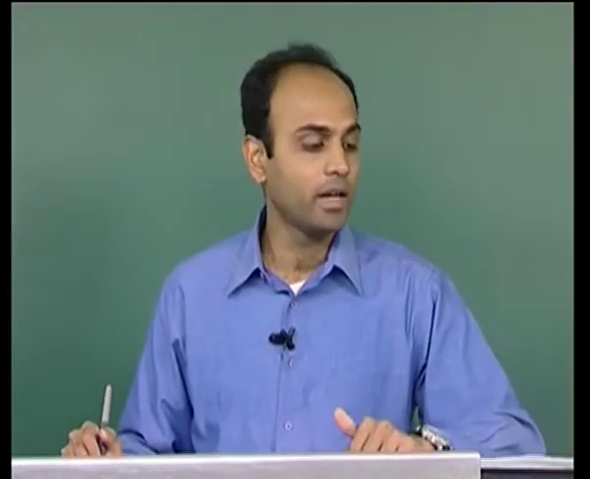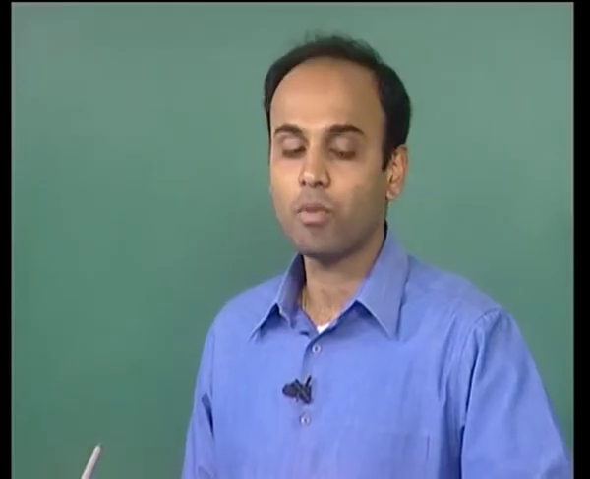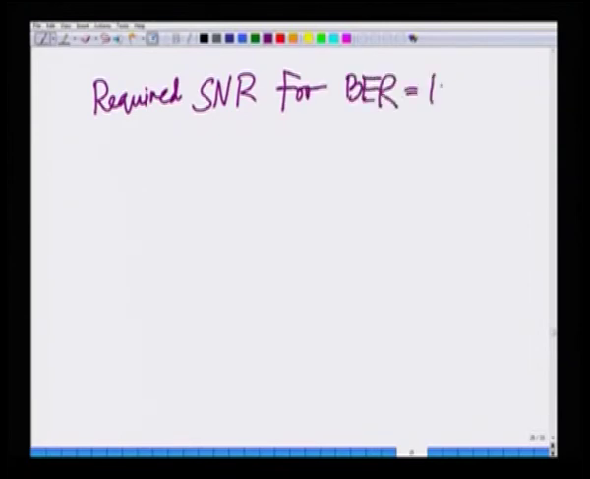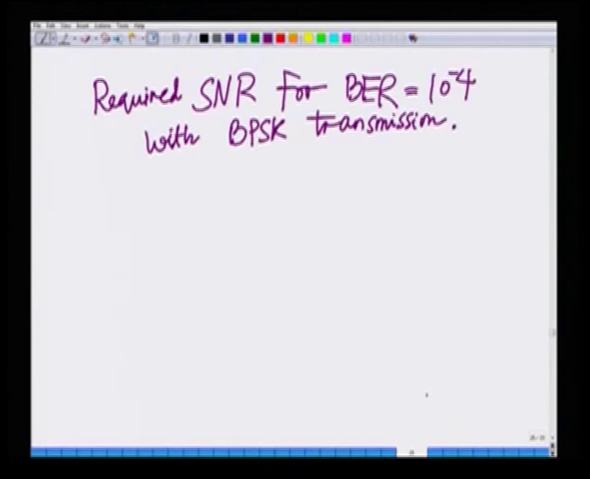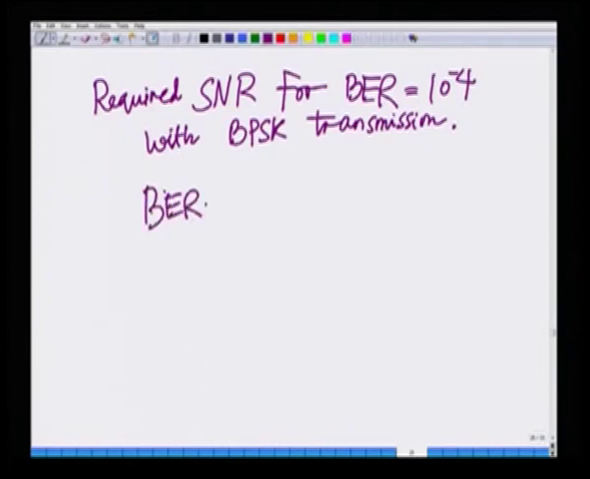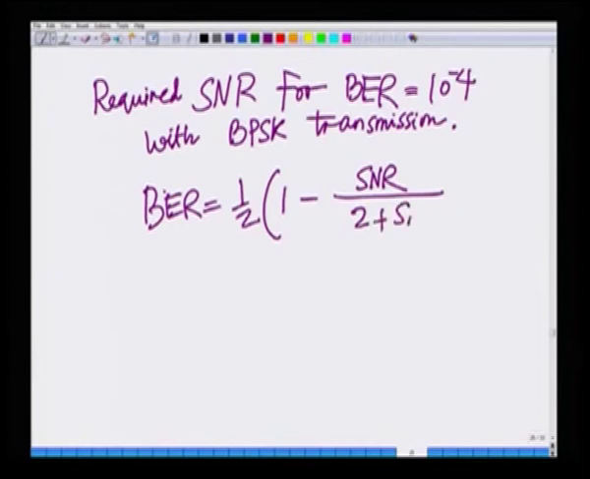We are told that SNR required should be enough to support BPSK decoding at 10 to the power of minus 4. Hence, the required SNR for BER equals 10 power minus 4 with BPSK. Remember, in the early part of the class we derived the expression for bit error rate for BPSK, and that bit error rate is nothing but half into 1 minus square root of SNR by 2 plus SNR.